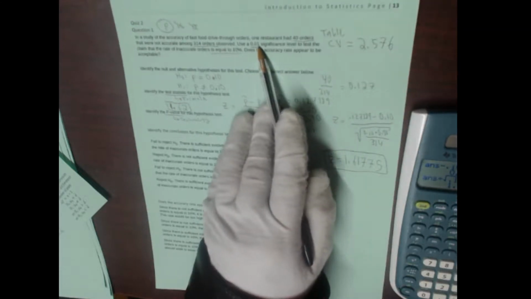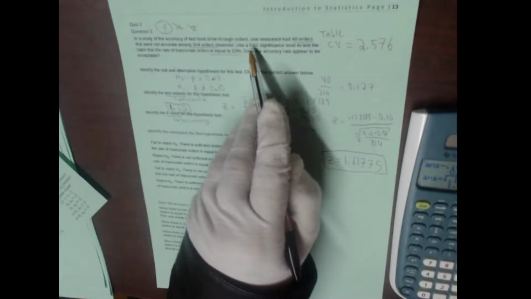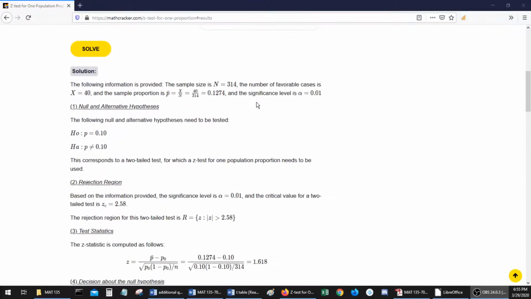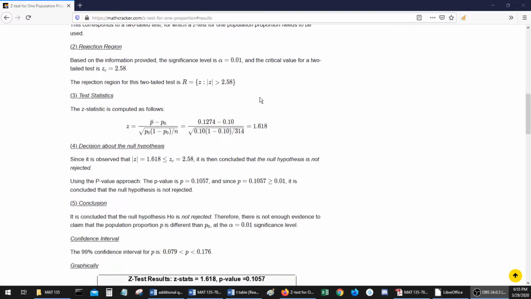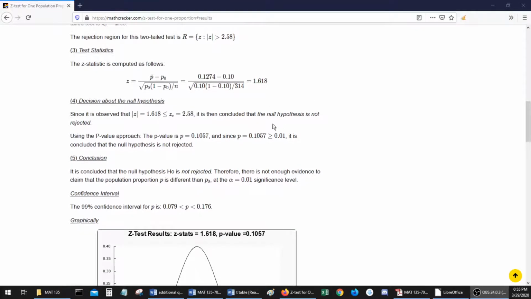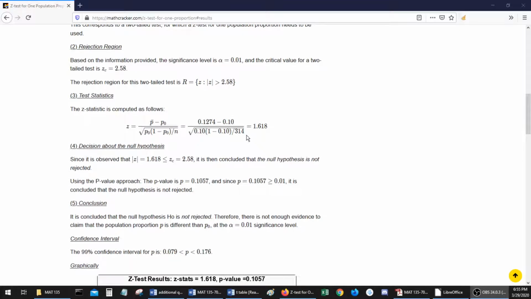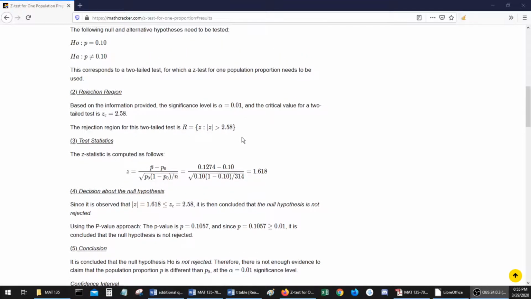We failed to reject. Remember, we failed to reject. If the test statistic is smaller than the critical value, that means that the p-value is guaranteed to be bigger than 0.01. So let's look at the website and find the p-value. And it should be in here somewhere. Here we go. The p-value is 0.1057. The p-value is about 10%.